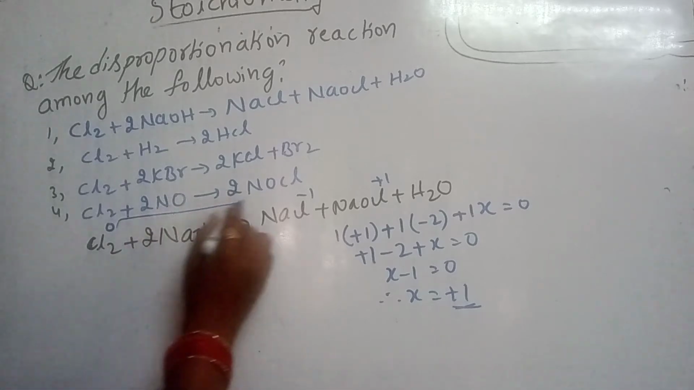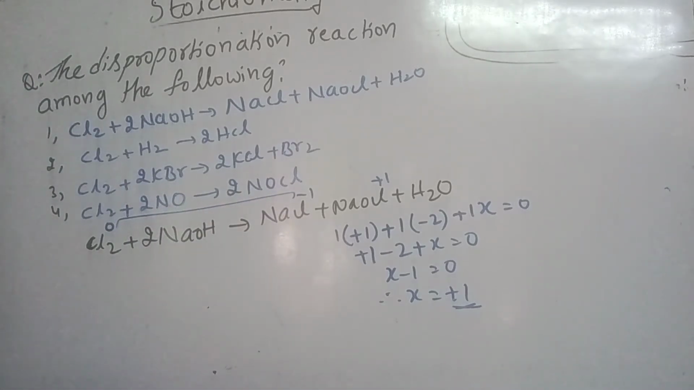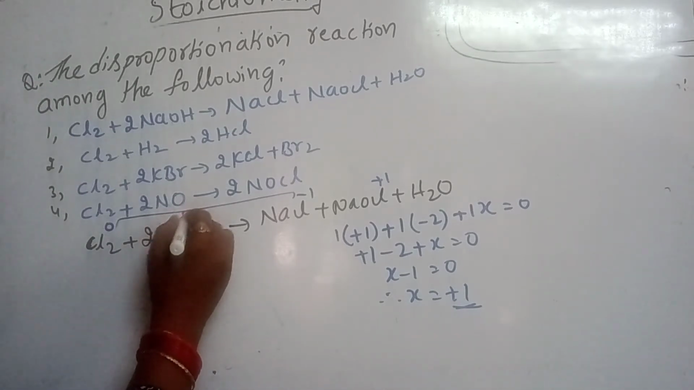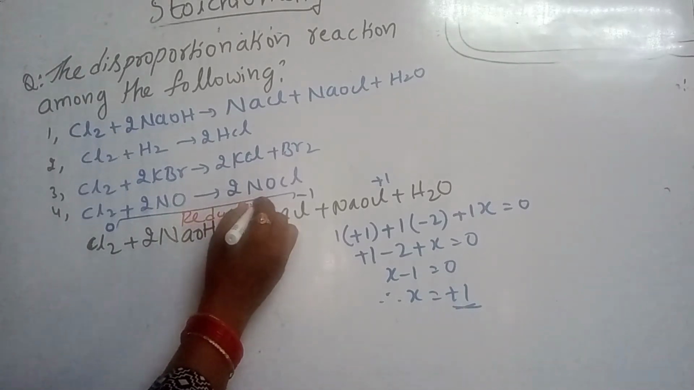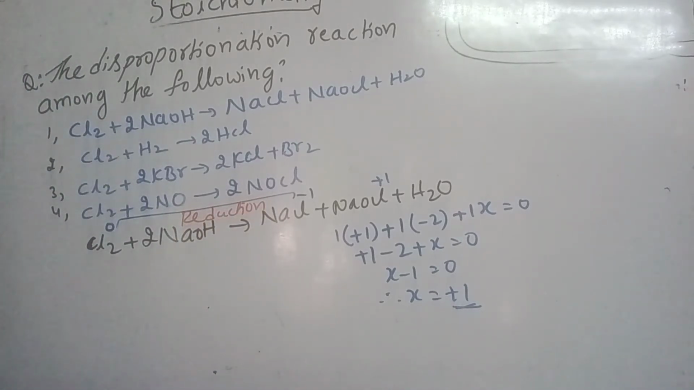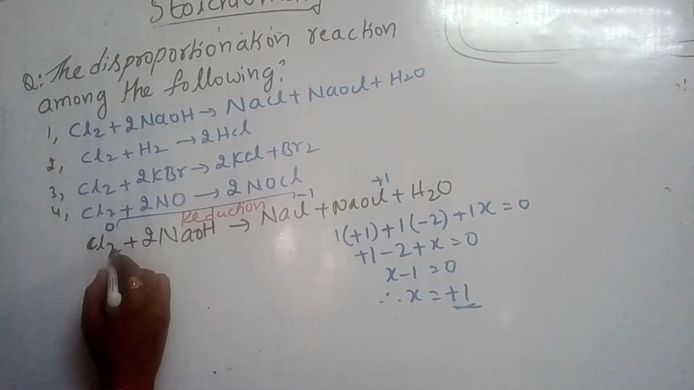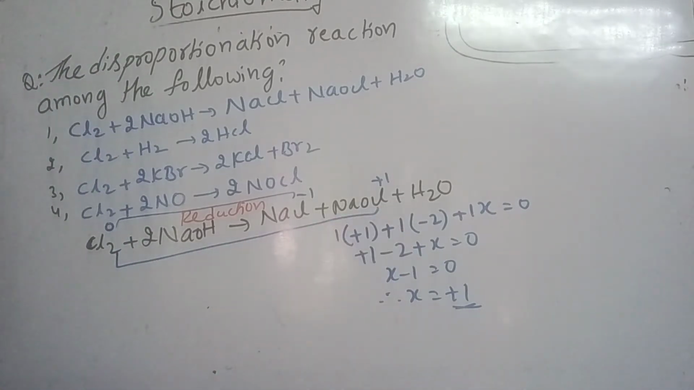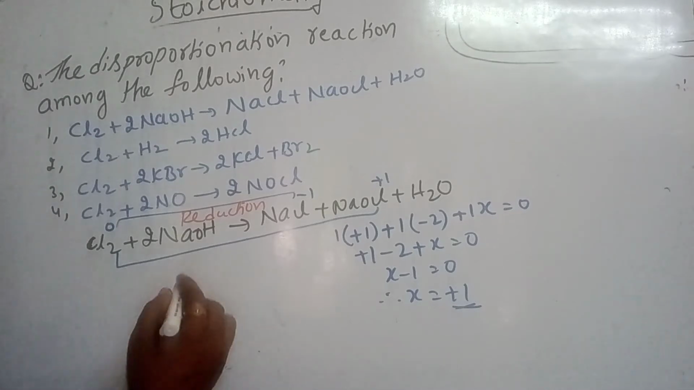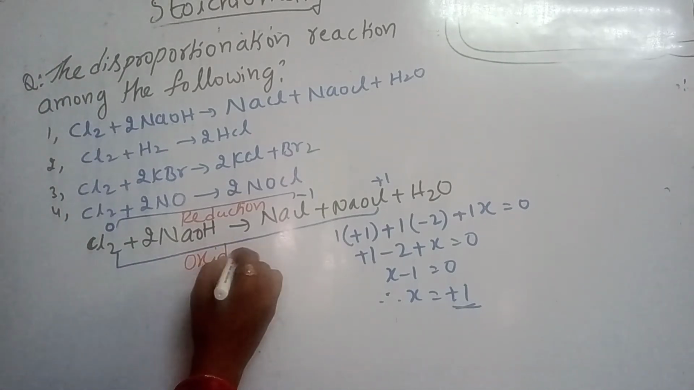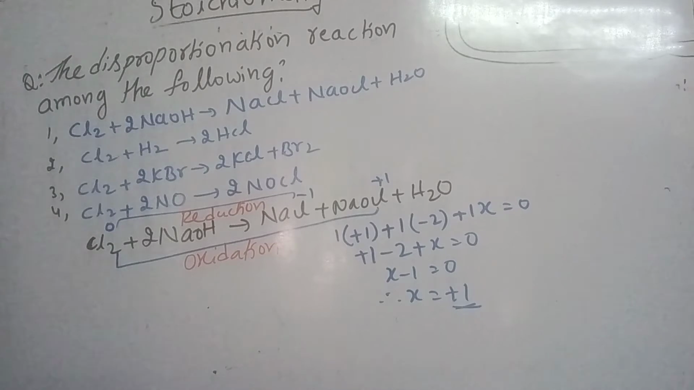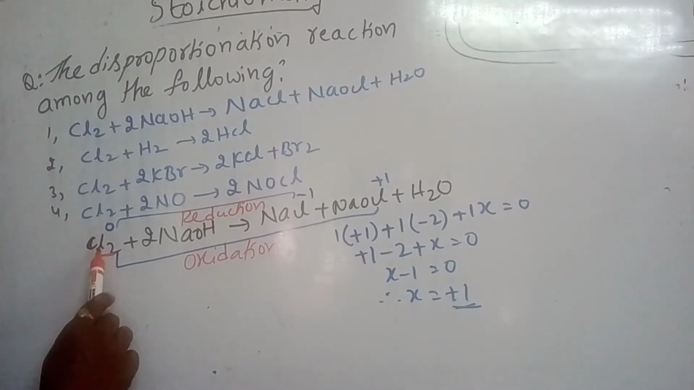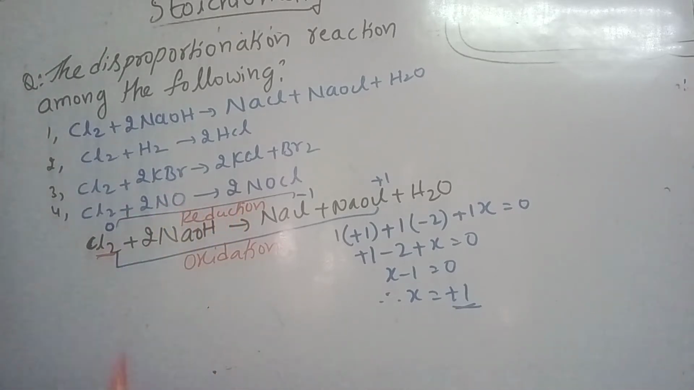So from 0 to -1, it decreases, isn't it? From 0 to -1 the oxidation state decreases. That means reduction. A decrease in oxidation state is called reduction. And next, here the oxidation state increases from 0 to +1. This increase in oxidation state is called oxidation. So in this given reaction, only chlorine undergoes both oxidation and reduction.